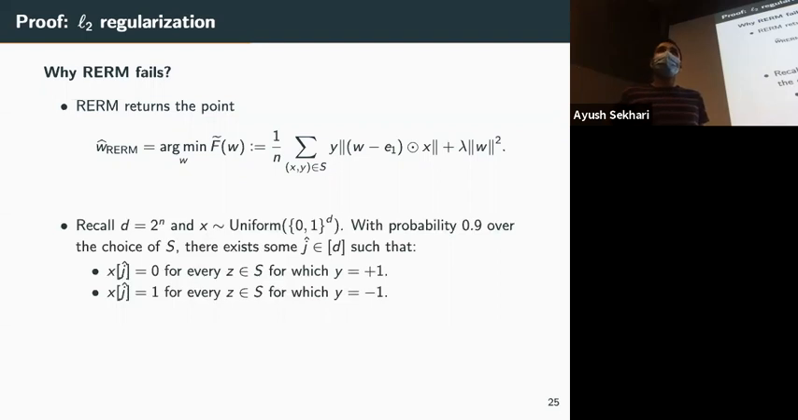Now, what happens is, because the dimensionality is so high, for any data set S that you sample, you will have the following interesting phenomenon with constant probability. That is, there exists some special coordinate J hat, such that for all the samples in your data set for which the label is 1, this coordinate takes the value of 0. And for all the samples for which Y is -1, this coordinate takes the value of 1. And the existence of this coordinate is fundamental to show why RERM fails.